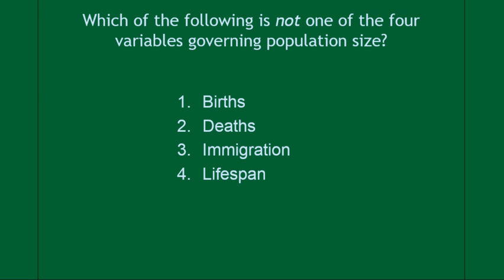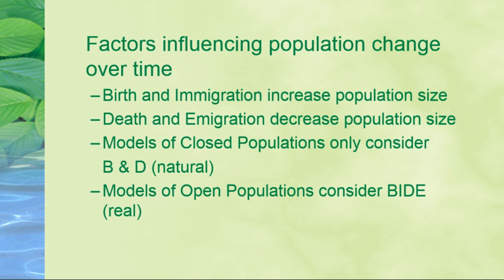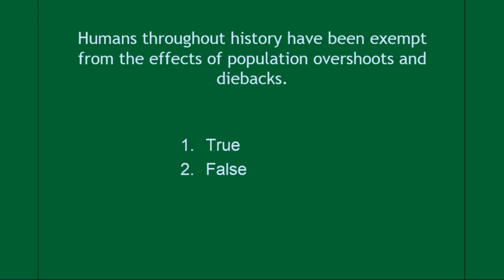All right, so which of the following is not one of the 4 variables governing population size? Births, deaths, immigration, or lifespan? Lifespan, right? How many organisms are born is going to dictate population size, the number of organisms that die, and then how many organisms are moving in and out. Okay? And so both birth and immigration increase population size, death and emigration decrease population size, and you have closed populations and open populations. If you don't have any immigration, you're a closed population. If you do, you're an open population.